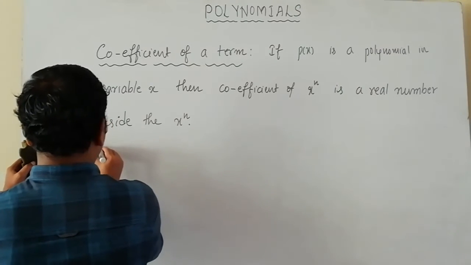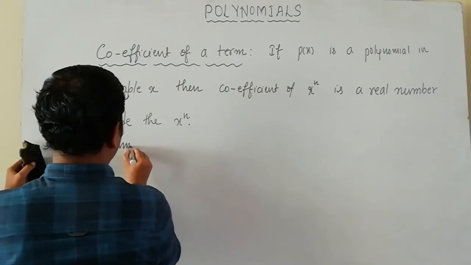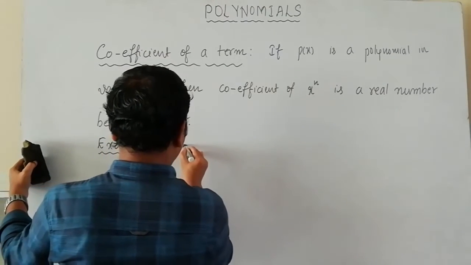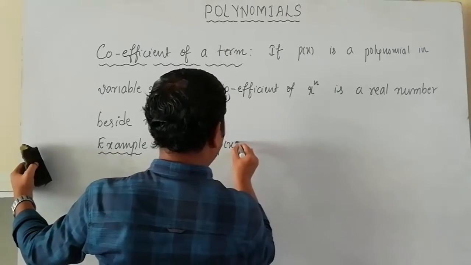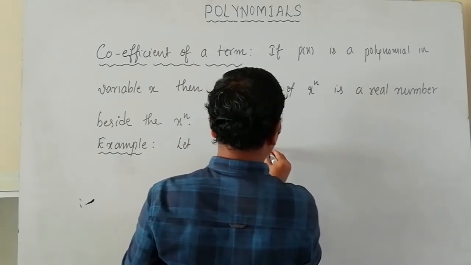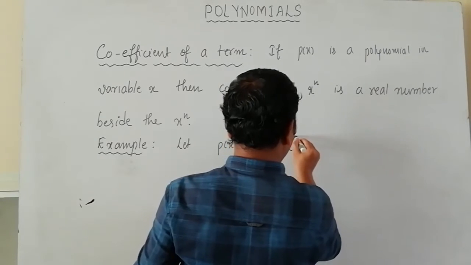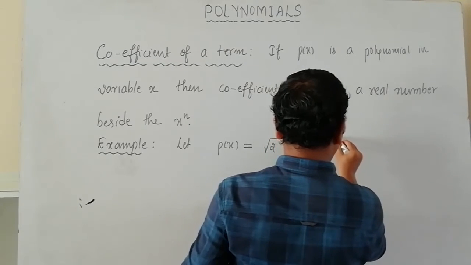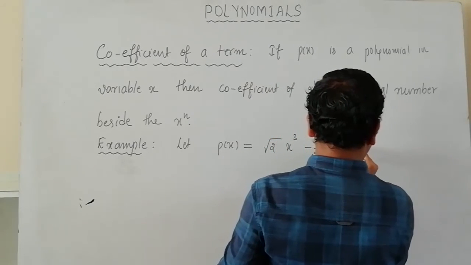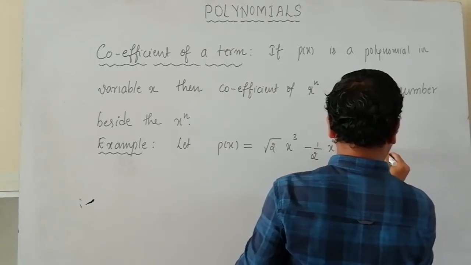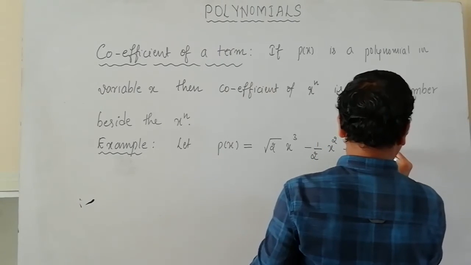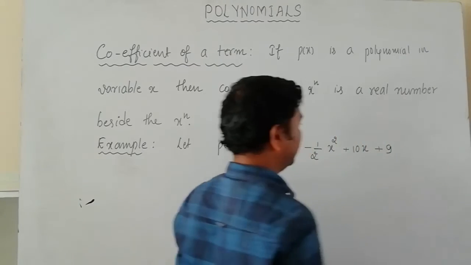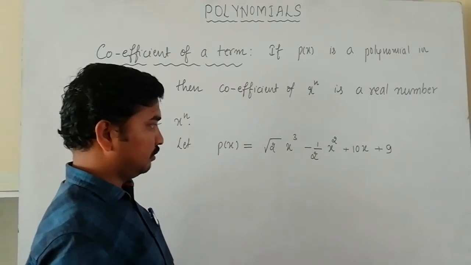So now look here. I'm going to write one example. Then it will be clear for you. Let P of x be equal to square root of 2 x power 3 minus 1 by 2 x square plus 10x plus some number. So this is a polynomial. You can write down any numbers.